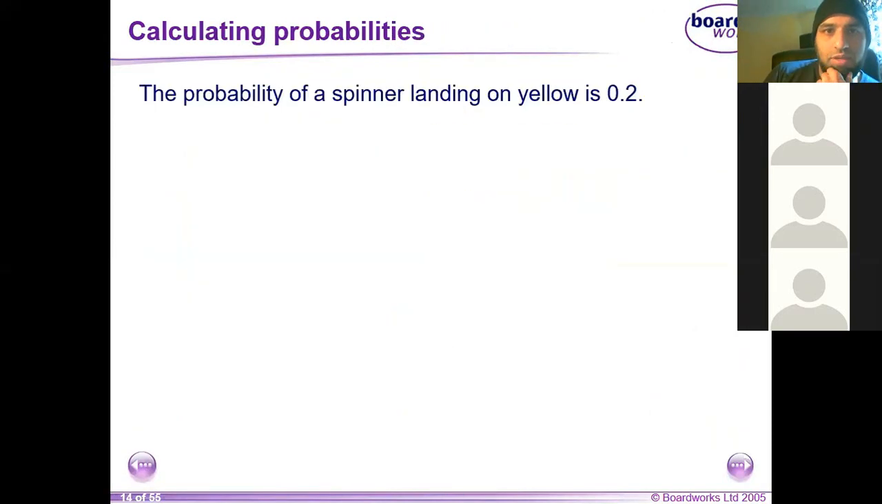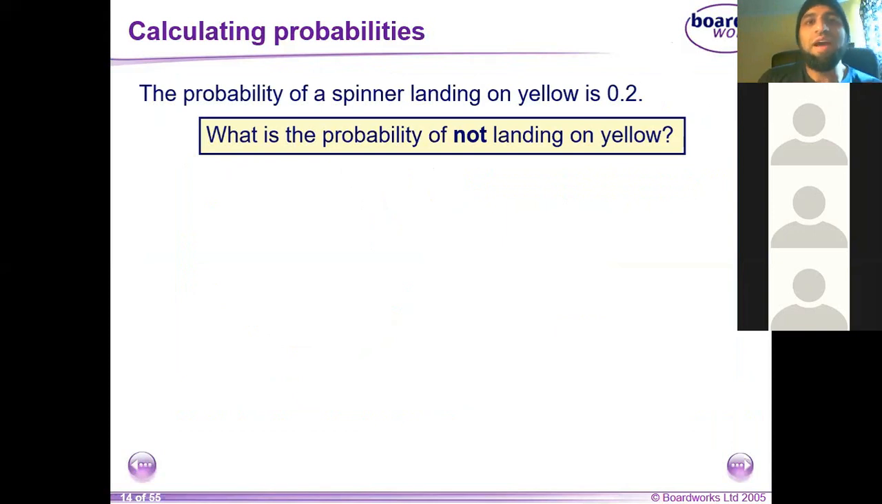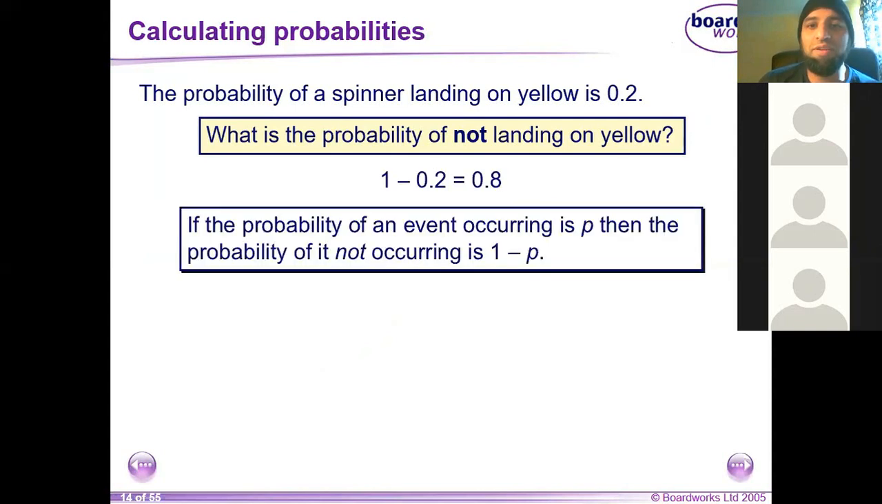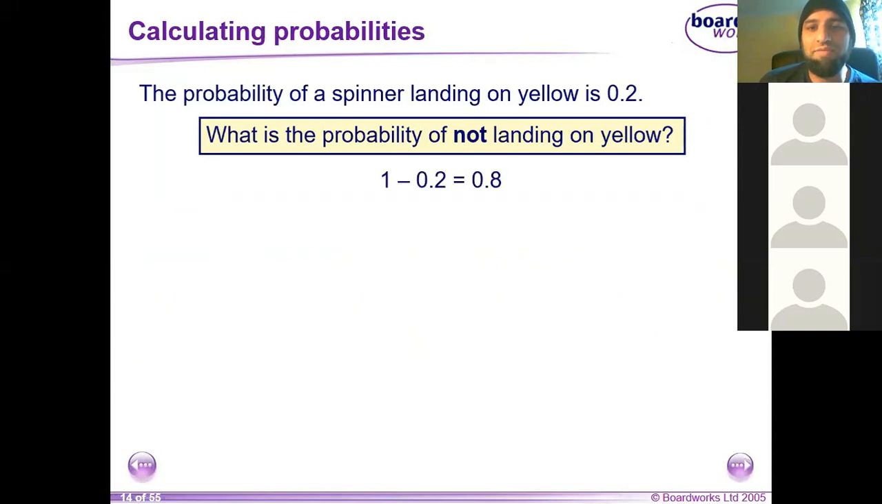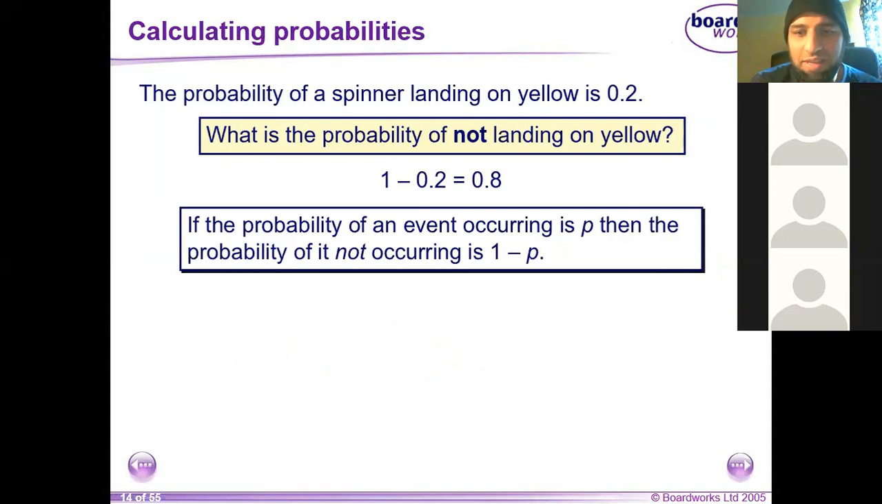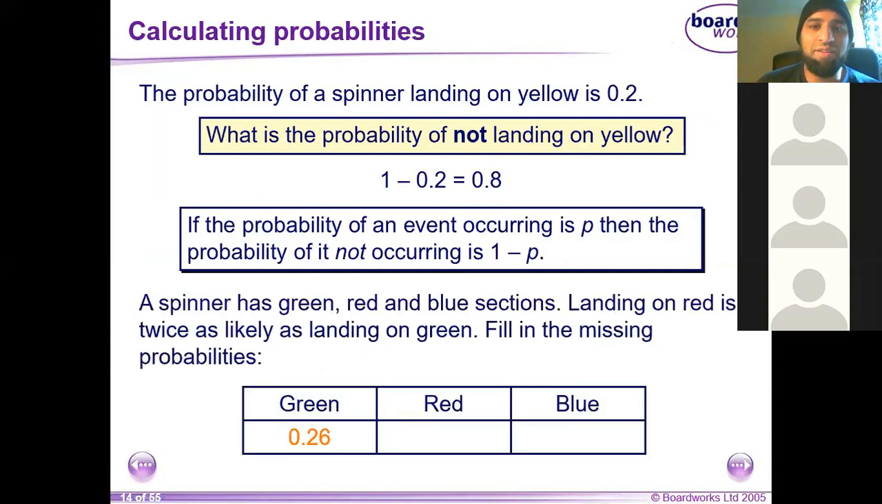Now let's start moving on. So now you guys have a question. The probability of a spinner landing on yellow is 0.2. What is the probability of not landing on yellow? Can anyone tell me? 0.8. Yes, 0.8, because 1 minus the probability of something happening is the probability of not happening. That's very, very easy and hopefully it makes sense. Have you seen that formula before, Omar? No? Okay, it's going to be very useful for you in school then.